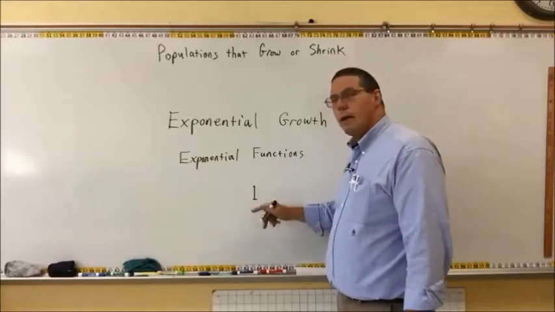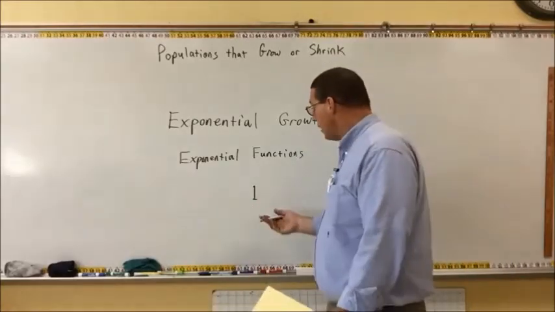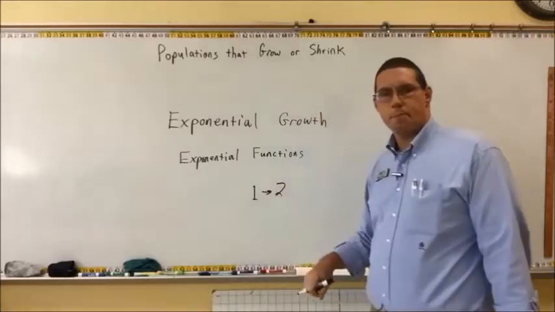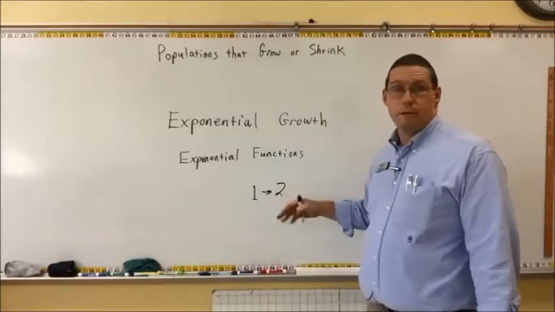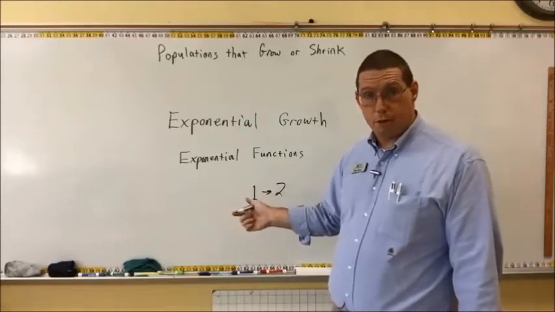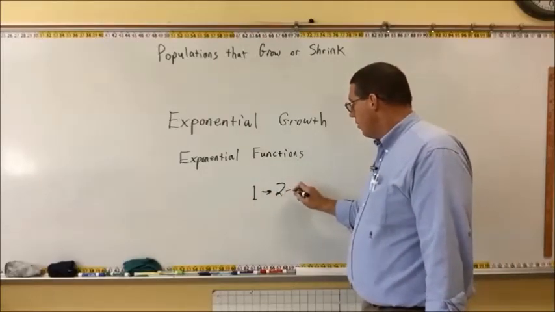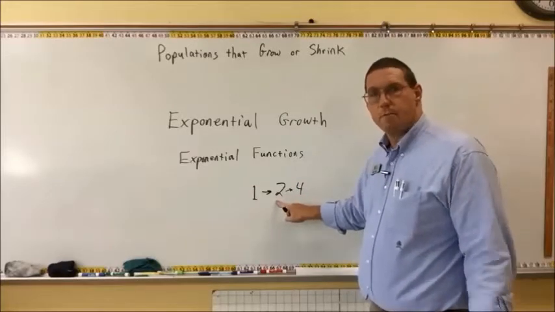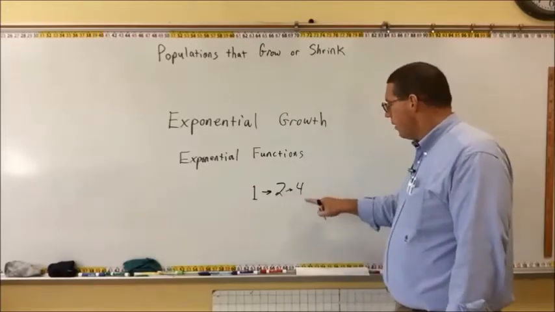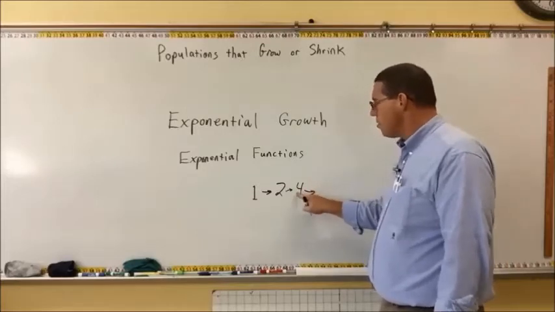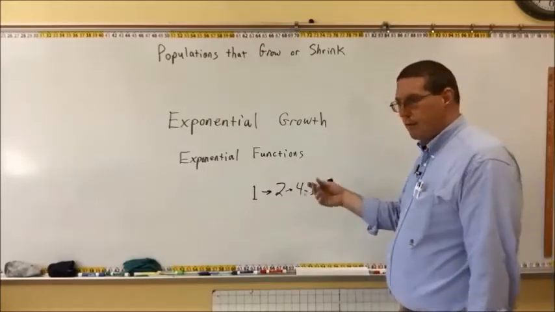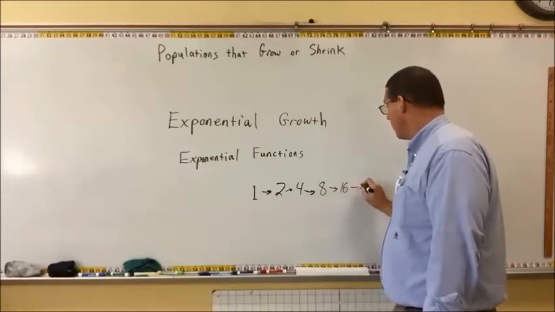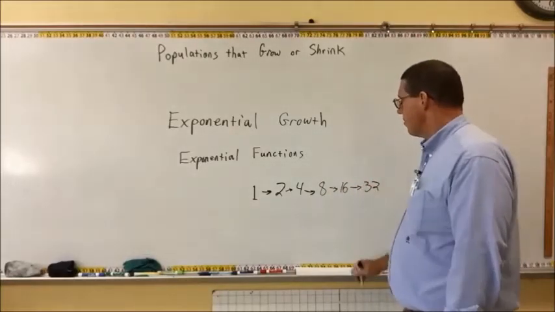So one zombie bites a human, that human turns into a zombie, and now there are two zombies. Each one of those two zombies bites a human, and now there are four zombies, because each one of these zombies made another zombie. Now each one of those four zombies bites a human and makes a zombie, and now there are 8 zombies, then 16 zombies, then 32 zombies.